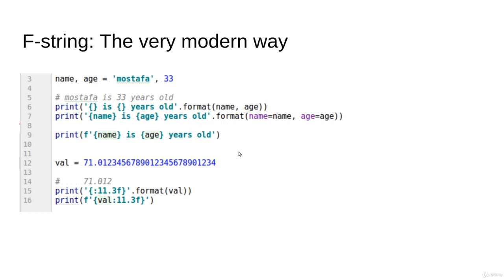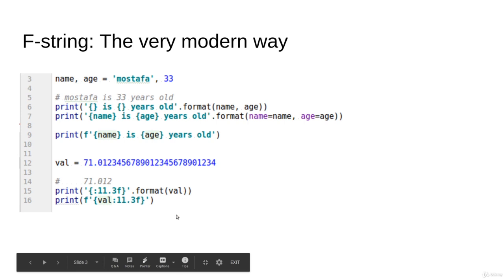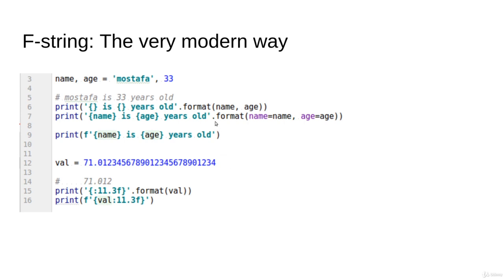If you would like to format some number to a specific precision, in the normal way you write something like colon 11.3f and then you print the val. Or in the keyword format, you put the val here. You put the same here with just the letter f. So the moral of that is simplifying and getting rid of the format function.